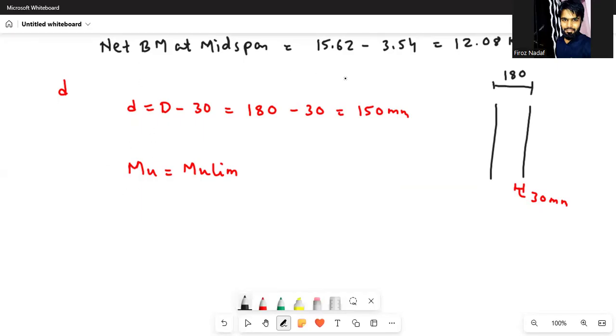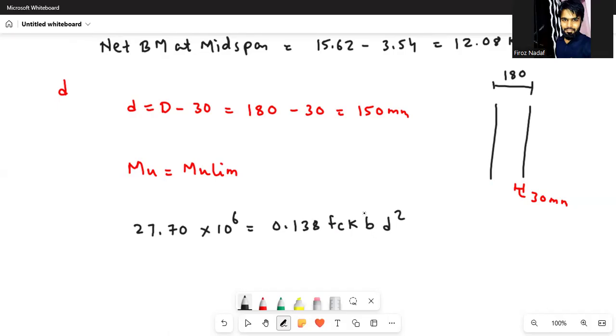We got two net bending moments. Okay, the net bending moment at the midspan and the net bending moment at the corner. So which one is maximum? The maximum net bending moment is at the corner. Okay, so that bending moment we need to take. Okay, in Newton mm, 27.70 into 10 to the power 6, and Mu limit is 0.138 fck b d square.